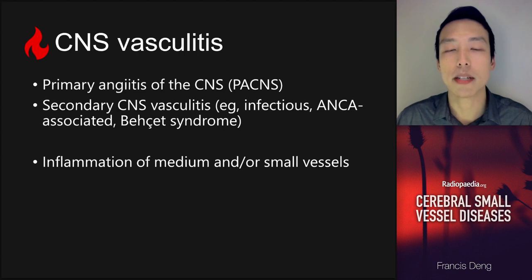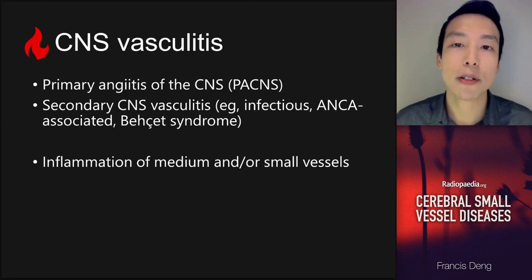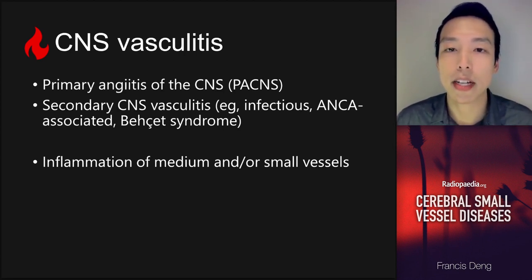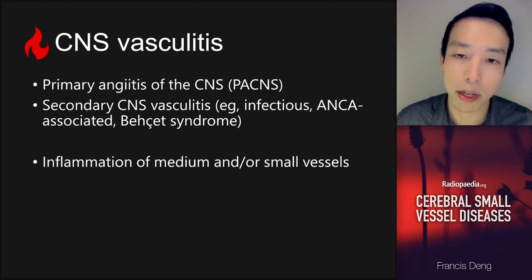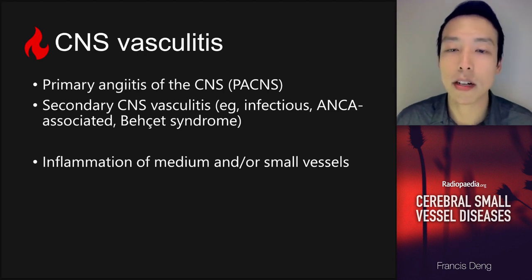So CNS vasculitis can be divided into two categories. One is primary angiitis of the central nervous system. And so these are vasculitides that are localized to the brain and occasionally spinal cord and not affecting other organs.